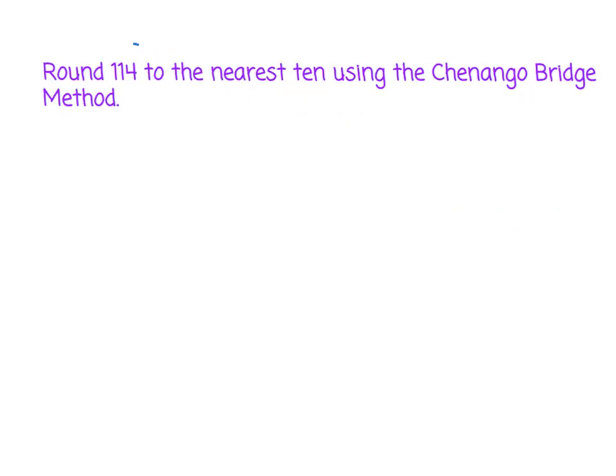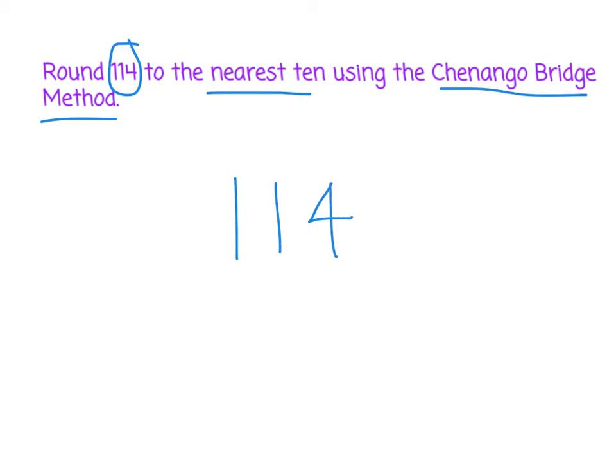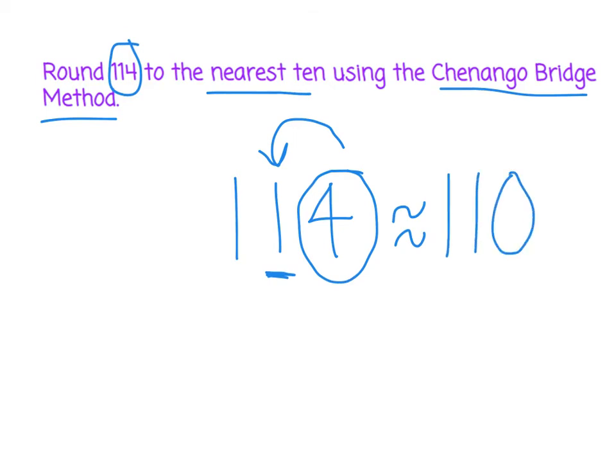The next one says round 114 to the nearest 10, but this time we're going to use the Shenango Bridge method. So I'm going to rewrite 114 on my whiteboard. My first step is to underline the digit in the tens place. That is the 1. Next, I'm going to circle the digit to the right of the underlined digit. That's 4. Remember that 4 is the boss man. It's going to tell the 1 what to do. Since 4 is 4 or less, it is going to tell the 1 to stay the same. So that means that 114 rounds to 110.